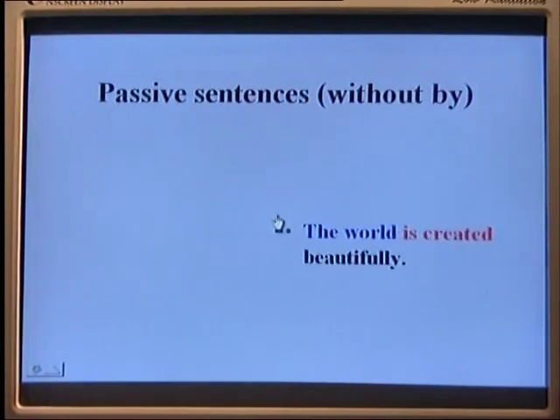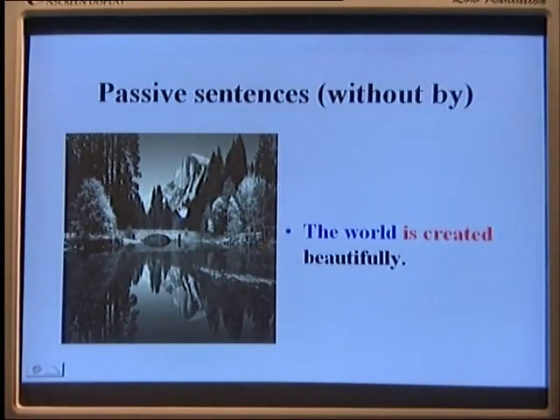So, look at this. What do you see here? A beautiful scene. The world is very beautiful, we all know, and we all know who is the creator of the world. The world is created beautifully. So, when the creator is obvious, when everybody knows the doer, then you need not say the doer's name. You need not use the by noun phrase here. Therefore, the world is created beautifully. We are using passive sentences. So, we use passive sentences, children.